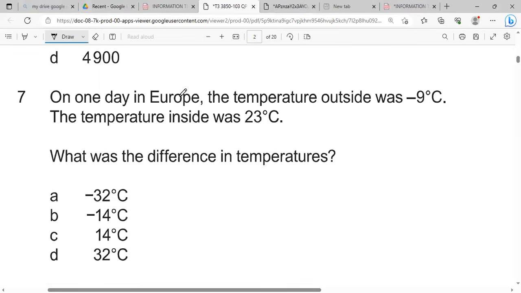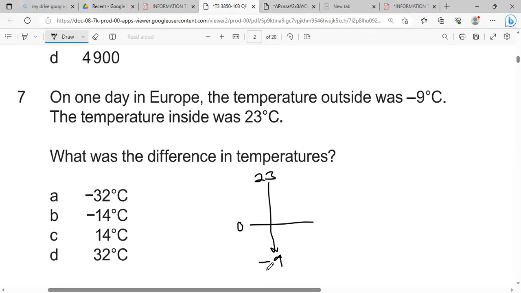Number 7 says, on a day in Europe, the temperature outside was -9 degrees, meaning it's below 0. Anything below 0 is negative, right? And then 23 at the top. And they say, what is the difference in temperature?